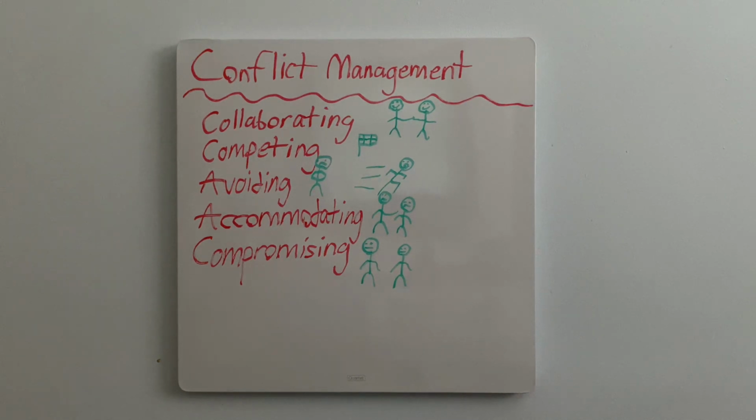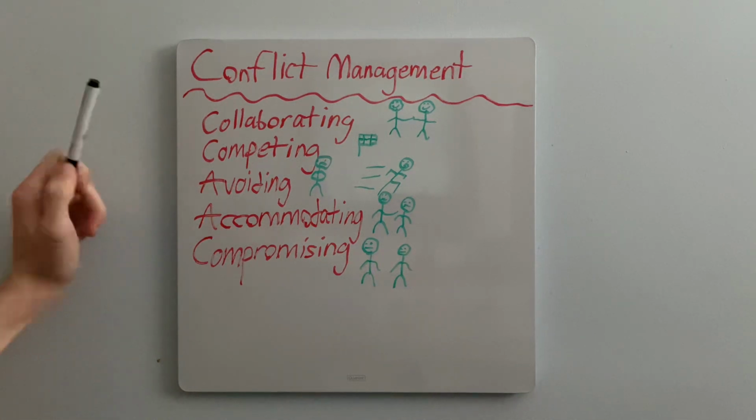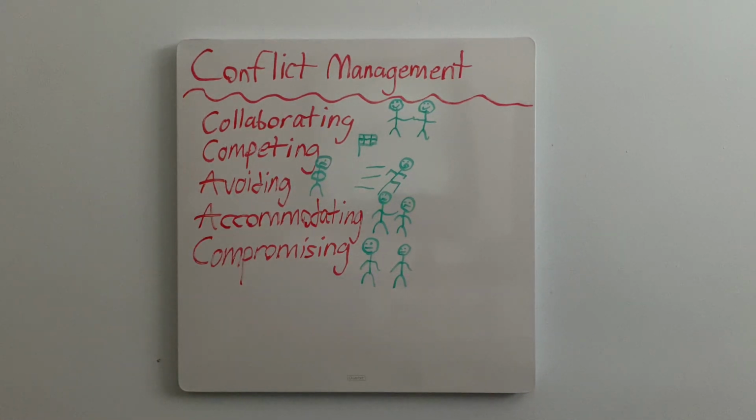So there's 5 main types of conflict management. The first one is collaborating, where you both work together to fix something. So you value both your goals and your relationships. So these two people are collaborating and working together to fix whatever goals they want and maintaining the relationship that they have.